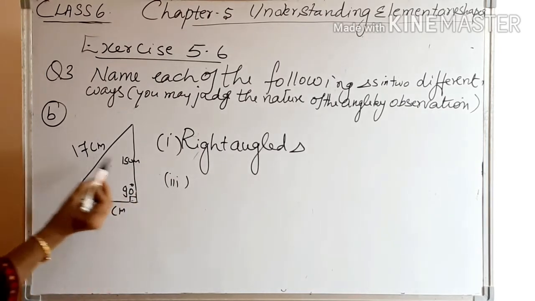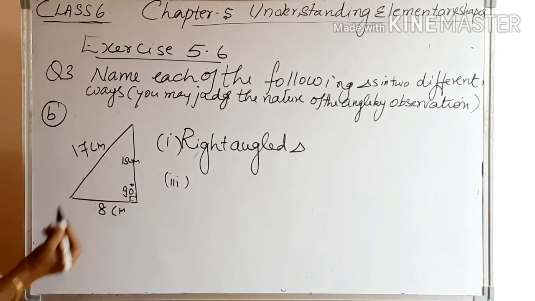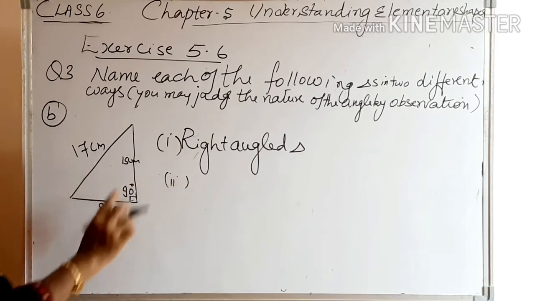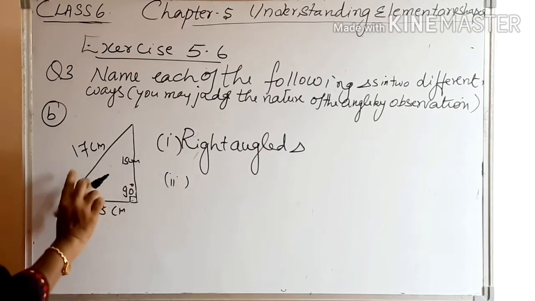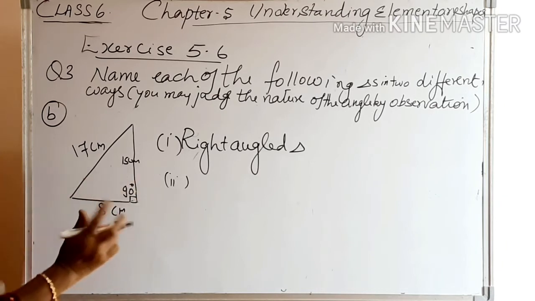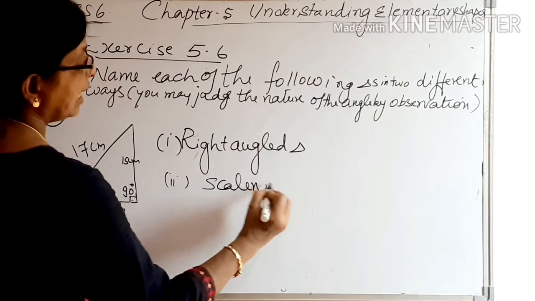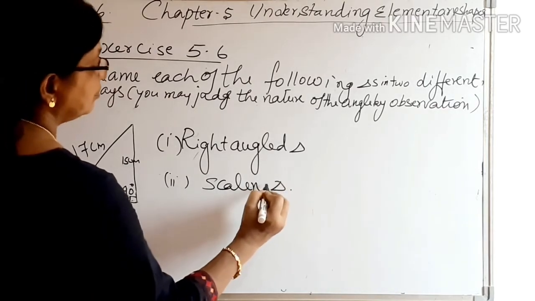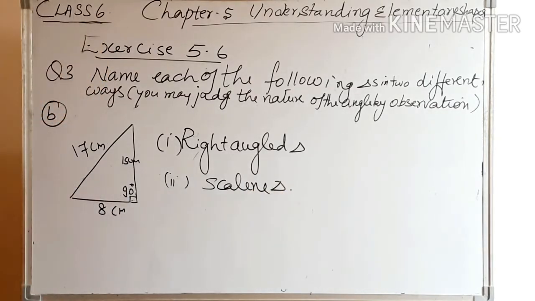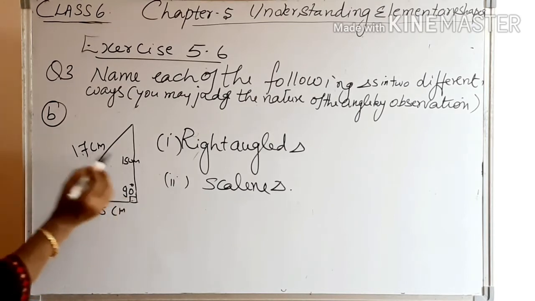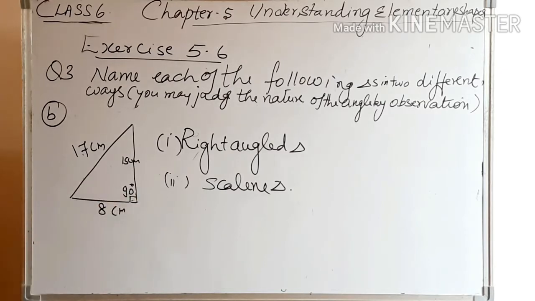The lengths of the sides are different in all cases. This is 17, this is 15, this is 8. Three sides are unequal, therefore this is a scalene triangle. Right angled triangle because one angle is 90. All sides are unequal, therefore this is a scalene triangle.